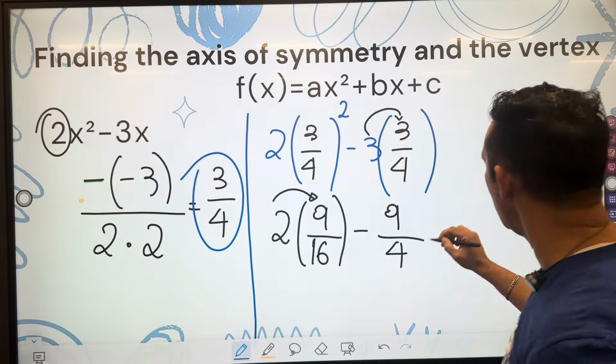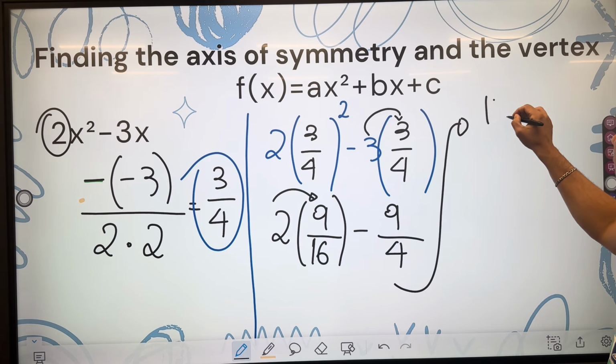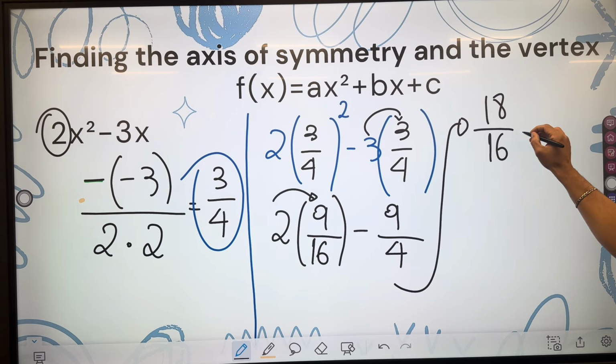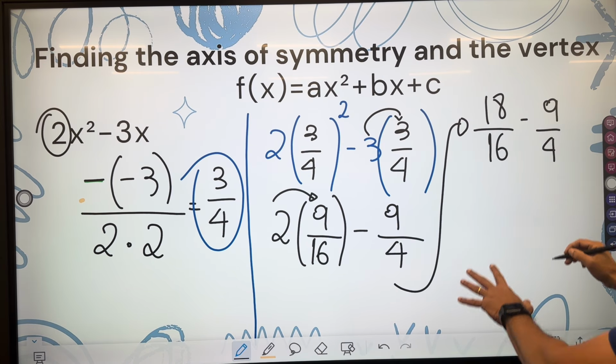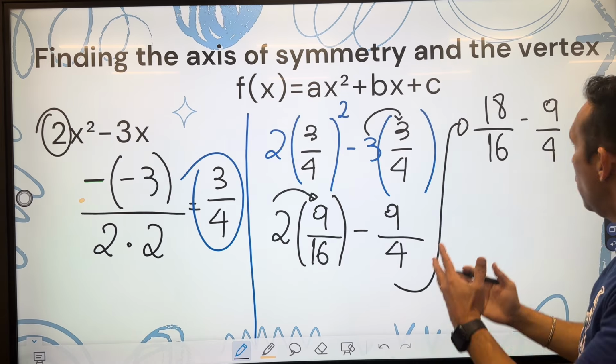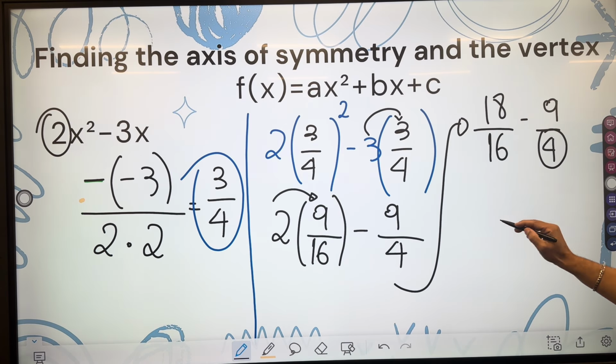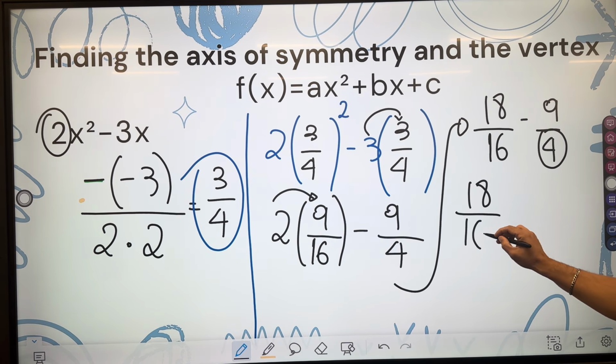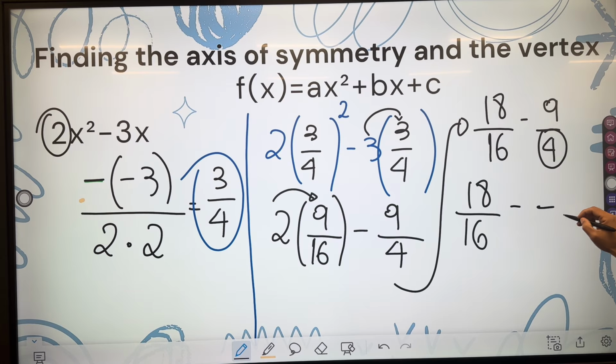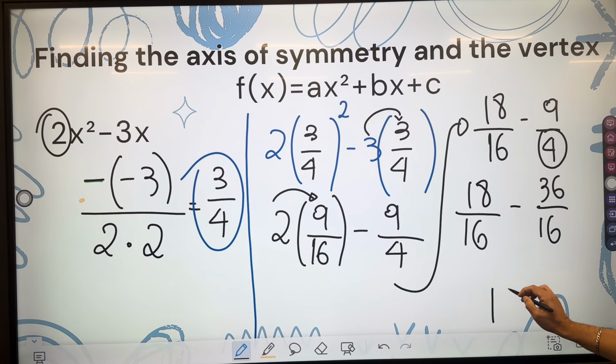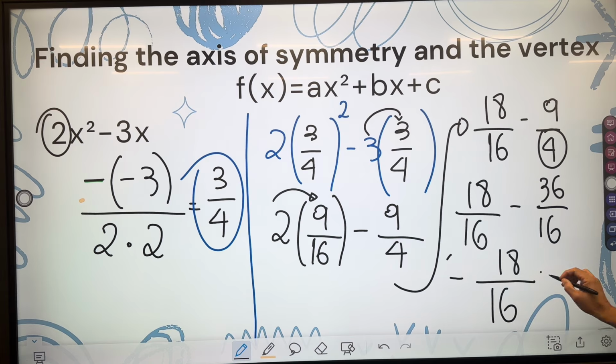So then let's go here. We get 18 over 16 minus 9 over 4. I need to have the same denominator to subtract. So I'll change this into 16. I make this 16 when I multiply by 4. I also have to multiply the top by 4. So now I keep the bottom and I subtract. That will be negative 18 over 16. That is going to be negative. Simplifying by 2, we get 9 over 8.